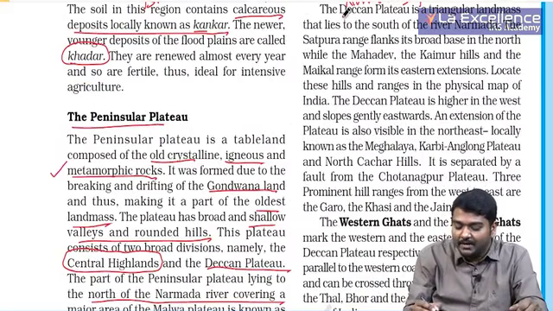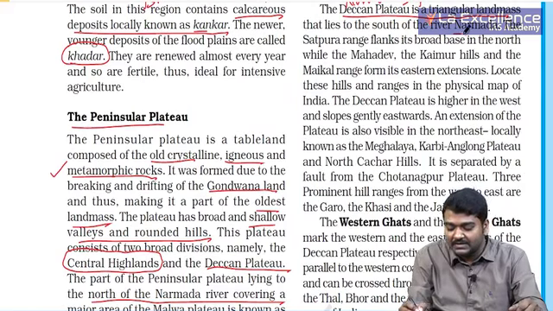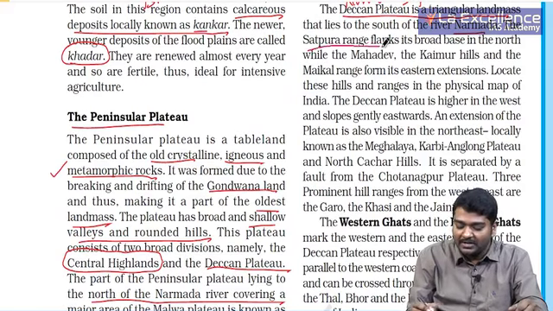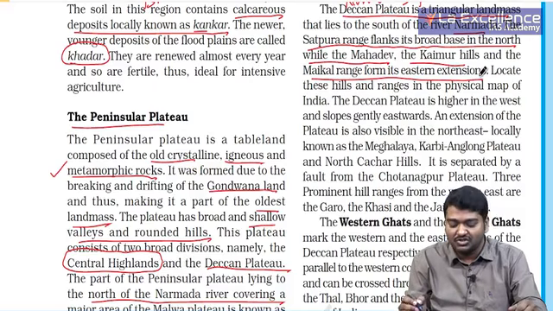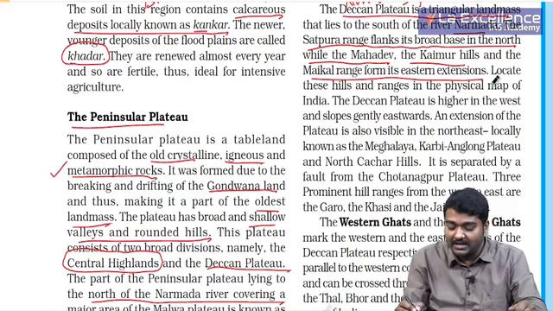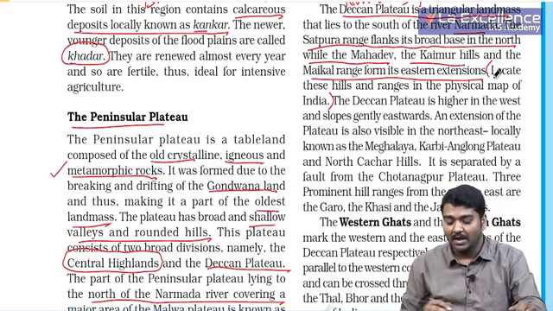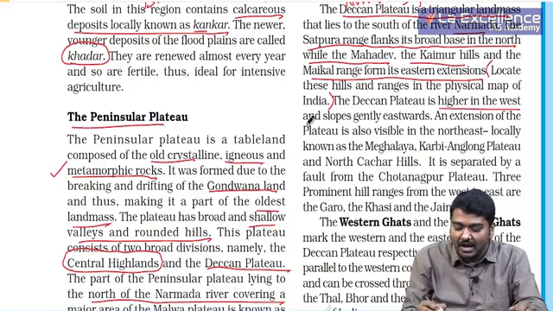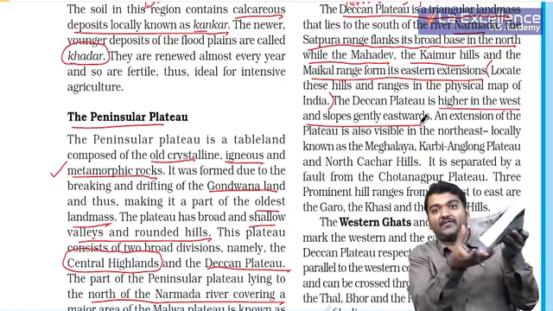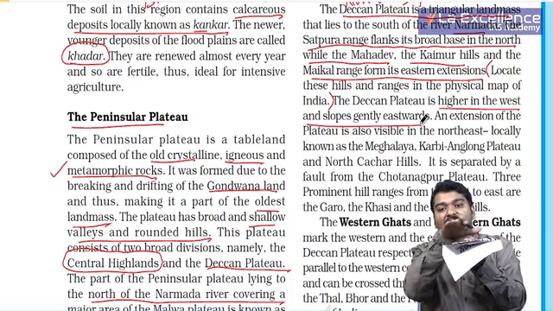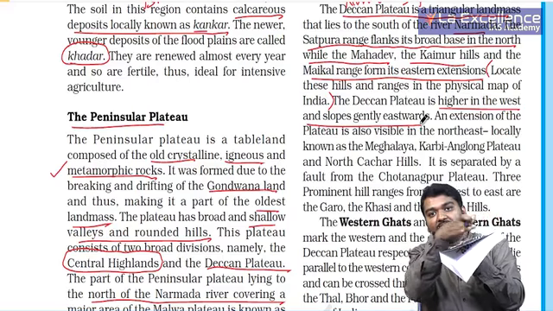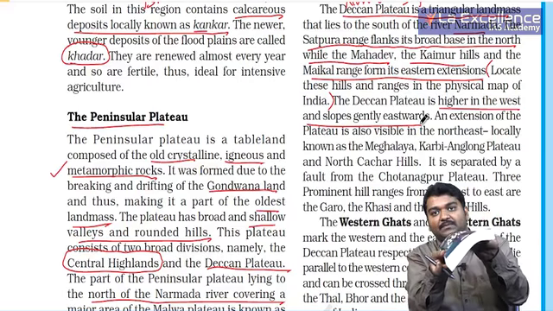And then the Deccan Plateau is a triangular landmass which is present south of Narmada, and the Satpura range flanks its broad base in the north, while the Mahadeo, Kaimur and the Maikal ranges are present in the eastern extensions. Please locate Mahadeo hills, Kaimur hills, Maikal ranges, right? Even they have given, please locate it. The Deccan Plateau is higher in the west and slopes gently in the east. The meaning of this is, it is somewhere like this, and because of this you usually see western Ghats here, eastern Ghats here, rivers move in this direction, right? So it is something like this.